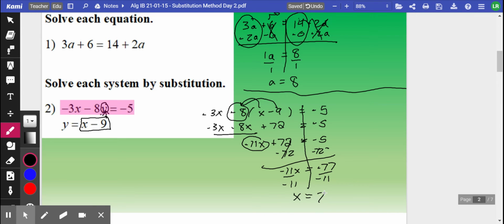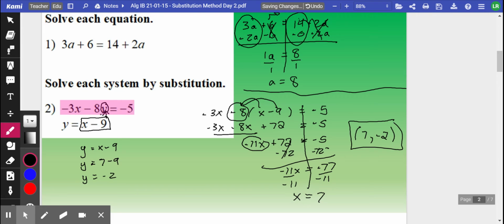Now, I just found the x value for my final answer. The x value is 7. I still have to figure out what the y value is. So to do that, I'm going to plug this back into my solved equation. Well, my solved equation here is the x minus 9. So x is 7. So I'm putting 7 in the place of my x. So I have 7 minus 9. Well, 7 minus 9 is negative 2. So the y value is negative 2. And there's my solution. Okay.